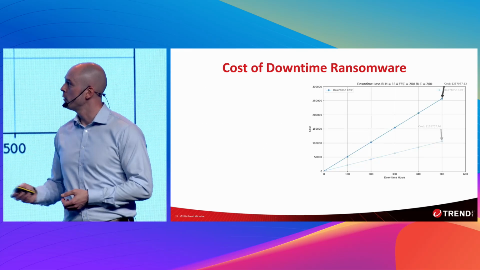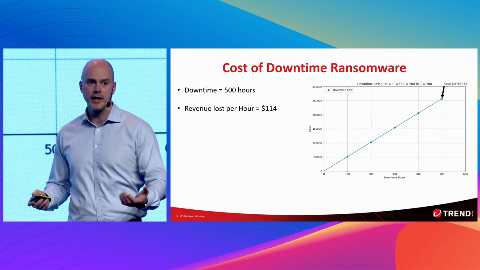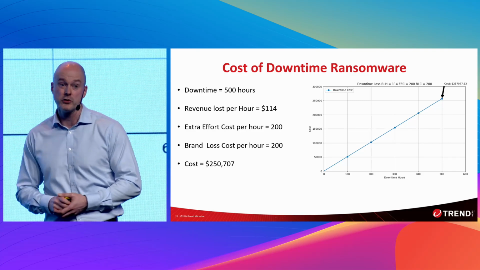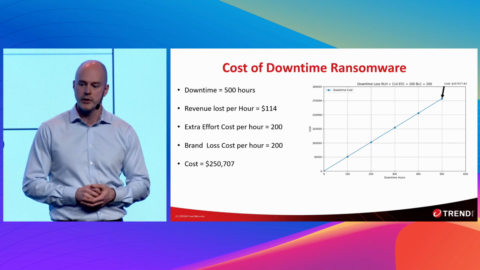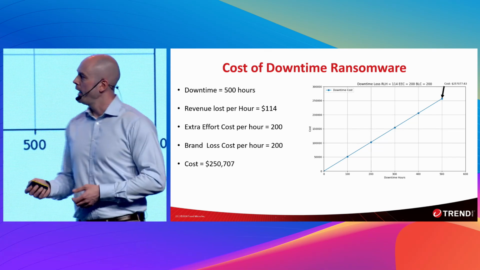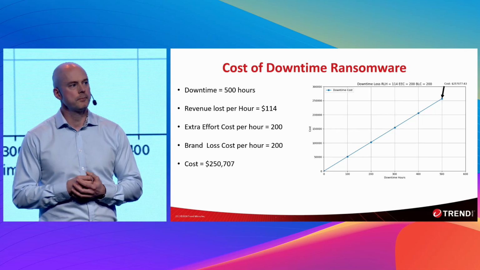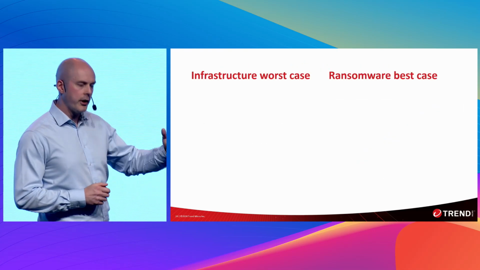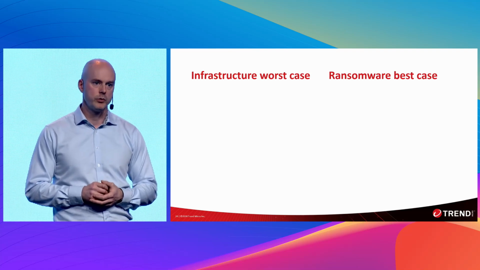And I have another example using the metrics in the last example, where at 10x the revenue we have double the extra effort and brand loss cost. And that equates to $250,000 for this downtime of being hit with ransomware. And when I saw these numbers, I started thinking, how do we compare these two scenarios? And I started to think, what would be the worst case infrastructure-wise with the RDS layer?